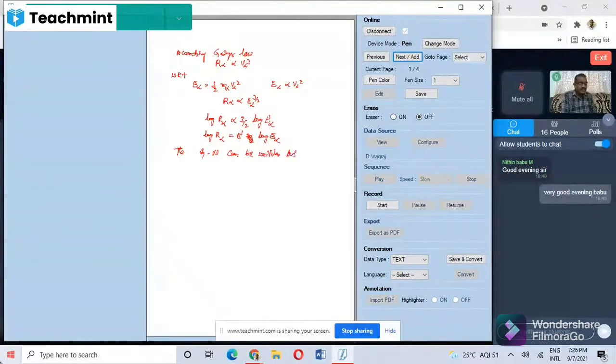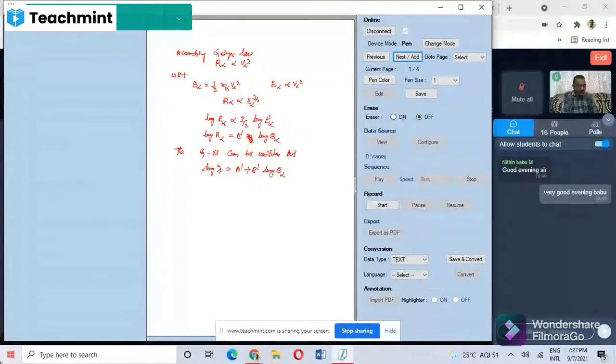Can be written as log lambda is equal to a dash plus b dash log of E alpha. So now this is a relation between the decay constant and the energy of the alpha particle. Whereas log lambda is equal to a plus b log r, that's a relation between the decay constant and the range of the alpha particle.